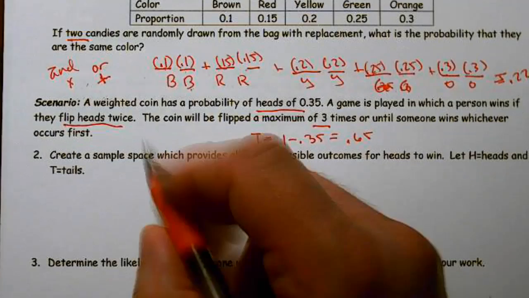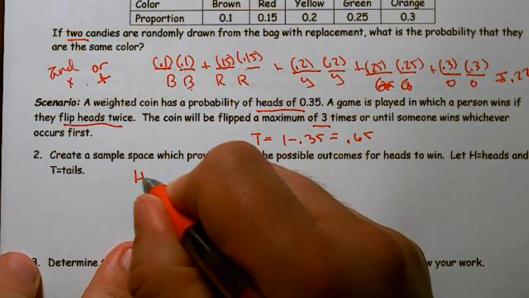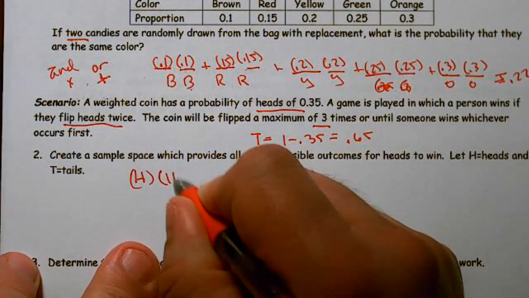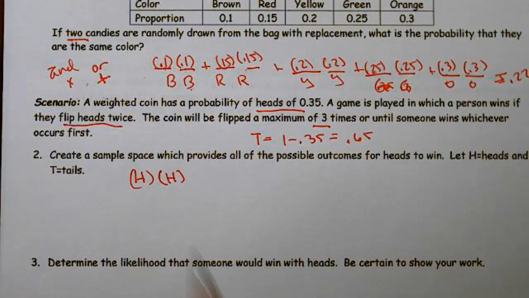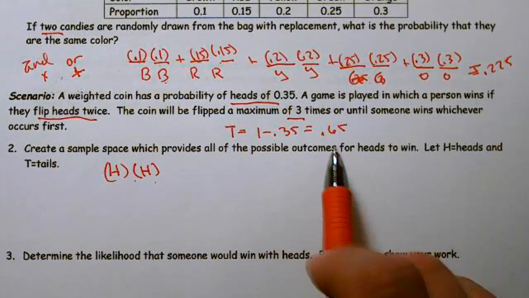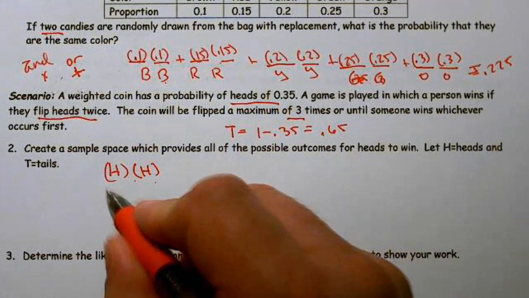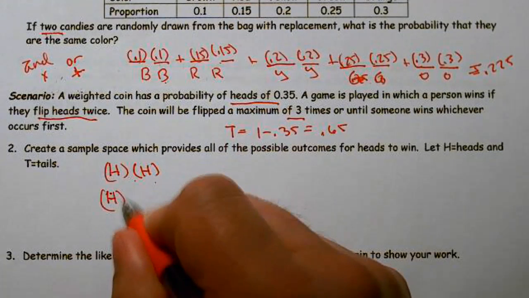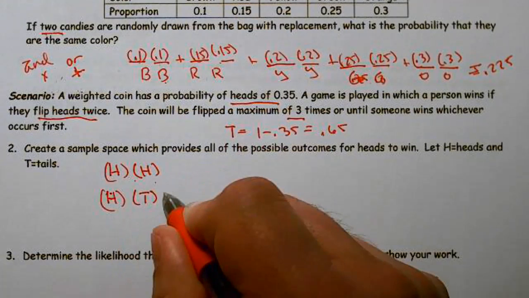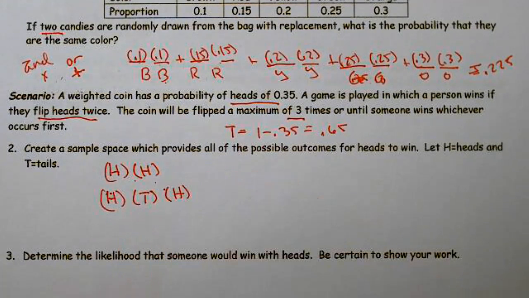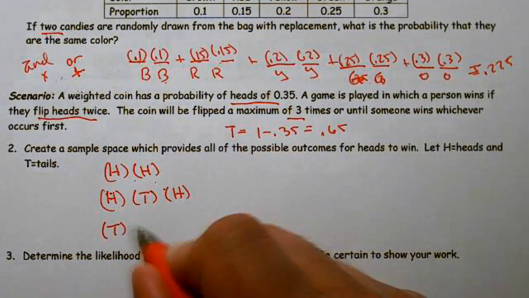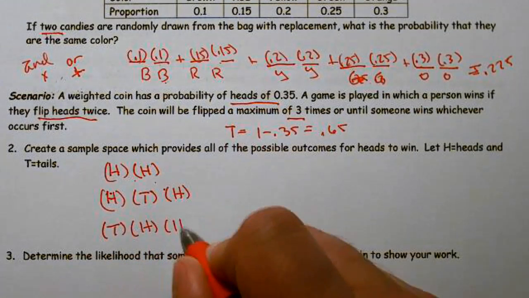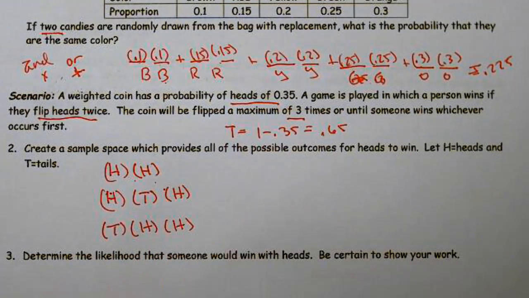Well, I could flip a heads, and I could flip a heads. Yep, I could do that. And I would stop flipping because I already win, so I wouldn't flip it a third time, because that's what they said. They said, or until someone wins. Well, I can do that. What happens if I flipped a heads first, followed by tails? Well, then I get to flip it one more time. And if it's heads, I win. Alternatively, I could flip tails on the first flip, but then I'd have to flip 2 heads in a row in order to win. So those are the combinations of winning.